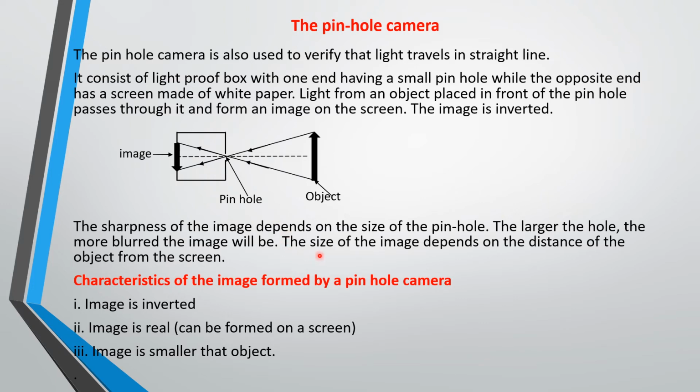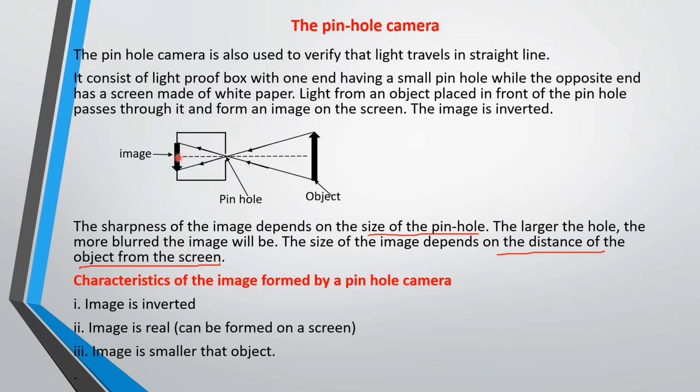Then the size of the image depends on the distance of the object from the screen. So these are some of the factors that affect the image formed in a pinhole camera. One of them is the size of the pinhole. Another one is the distance of the object from the screen. These are the factors that affect the type of image formed by the pinhole camera.